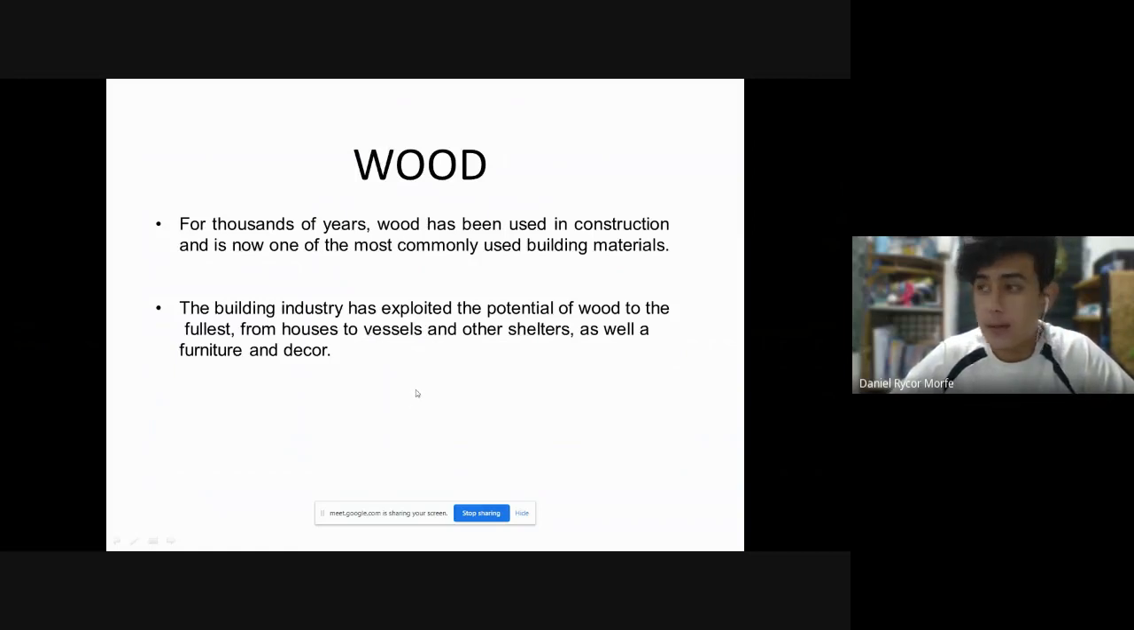Wood, for thousands of years, has been used in construction and is now one of the most commonly used building materials. Everywhere you look on a construction site, you can see wood. It is very popular because it is affordable, efficient, and available.